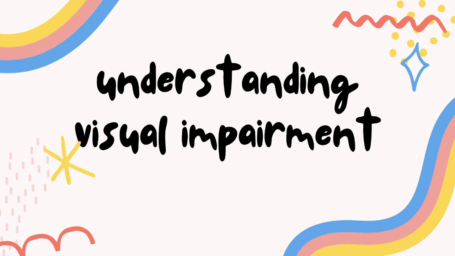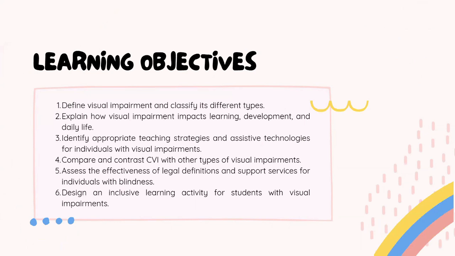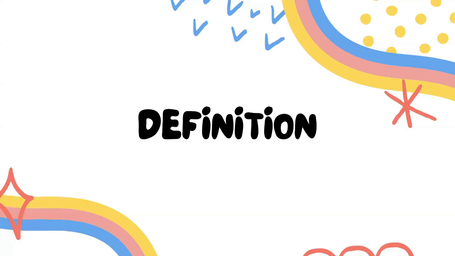By the end of this report, you will be able to define visual impairment and classify its different types, explain how visual impairment impacts learning, development, and daily life, identify appropriate teaching strategies and assistive technologies for individuals with visual impairments. Compare and contrast CVI with other types of visual impairments. Assess the effectiveness of legal definitions and support services for individuals with blindness, and design an inclusive learning environment for students with visual impairment. Now that we know what we aim to achieve, let's begin by exploring what visual impairment means.